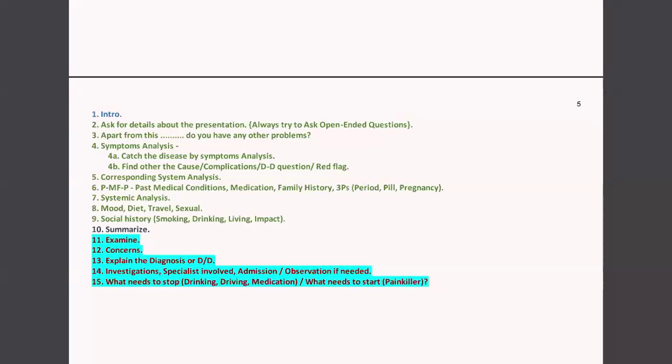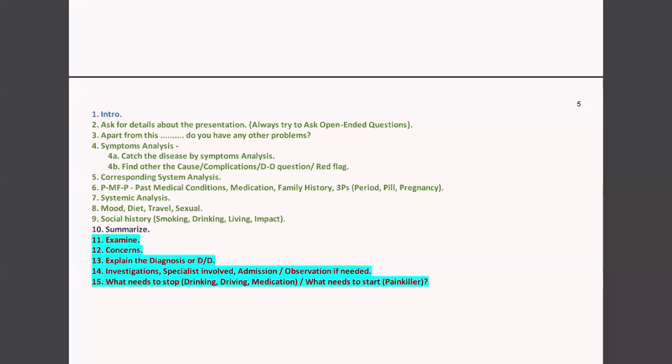We also ask about the travel. The travel history is important in case of fever, infective endocarditis. In case of jaundice, the travel history is very important there. And for travel, you need to ask, do you recently travel anywhere? And also, this is also important in case of diarrhea. Sexual history is also important if it is appropriate.